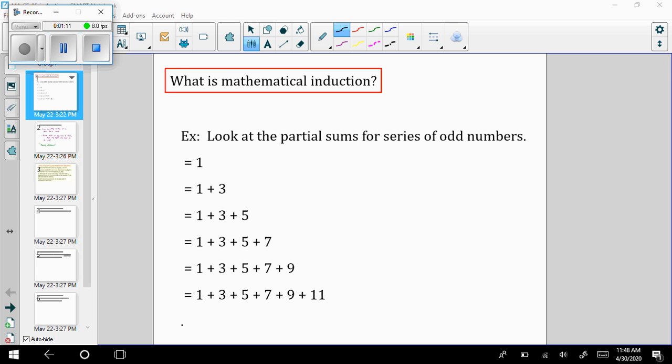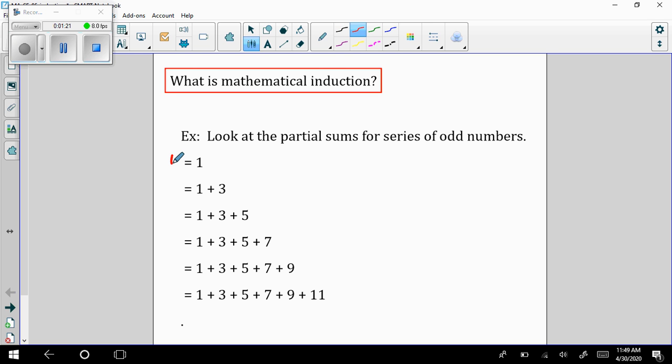All right, so what we're going to do is look at the partial sums for a series of odd numbers. So if I had my series of odd numbers and I added them up, the first sum I would get is S sub 1 equal to 1, S sub 2 is equal to 4, S sub 3 is equal to 9. Hopefully you're seeing the pattern. S sub 4 is equal to 16, then we have 25, and if we added this last set, we had 36.